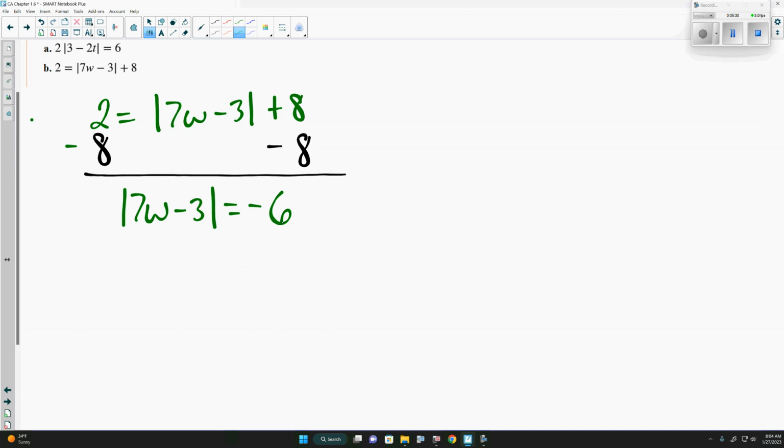Well, as we just said, the absolute value of a number is always positive. Yes? So, is there any way the absolute value of 7w minus 3 will ever be negative 6? No, this is not true. This is no solution. We're done. It will not work. You can go through and solve it all the way down, but when you plug those values of w back in, they won't work. They won't give us a true solution. Questions on this here?